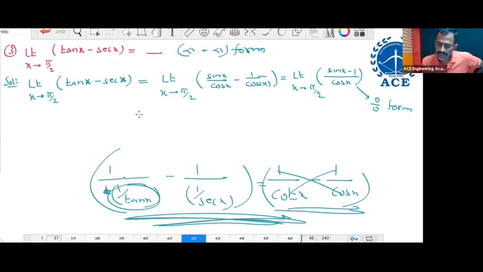Okay, so because of 0 by 0, let us do this problem by the L'Hospital method. According to the L'Hospital method, differentiate numerator and denominator separately. The derivative of sin is cos x minus 0, divided by minus sin x. At x equal to pi by 2, cos pi by 2 is 0, sin pi by 2 is 1. This is not 0 by 0. So stop, write the value. This is equal to 0 by minus 1, equal to 0. That's all. It is the answer.